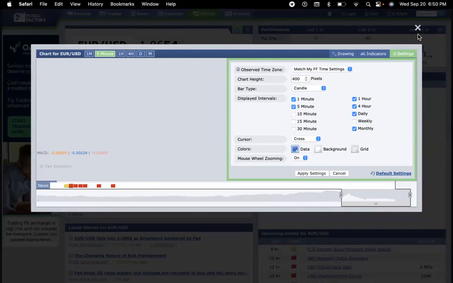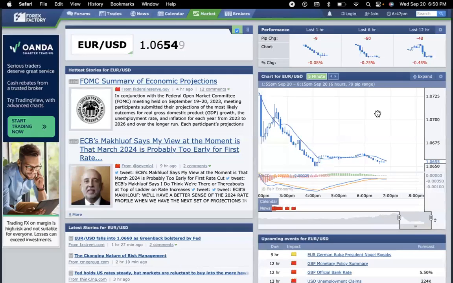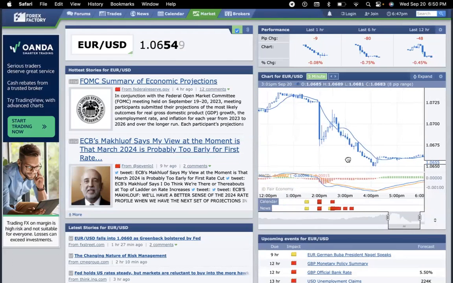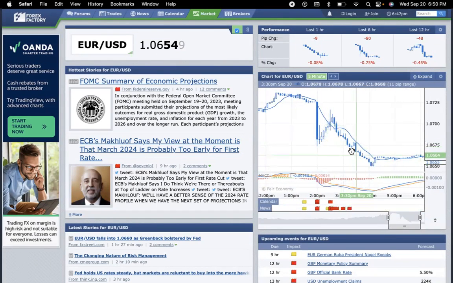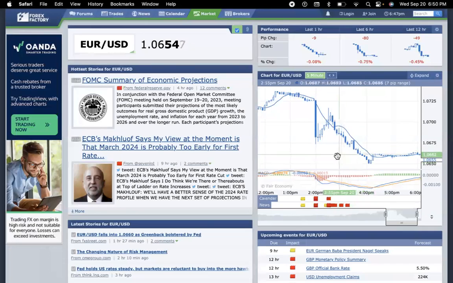Again, it's more than just checking the news. You can do everything on this site. You can just come in here, you can get a quick glance at what's going on, and you can see how the news actually aligns to what's happening in the market. And it's pretty cool. I really like that about it.